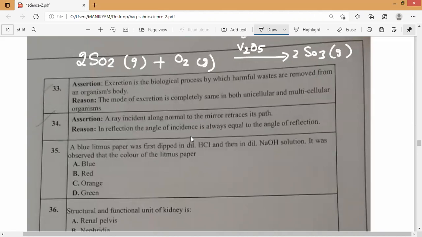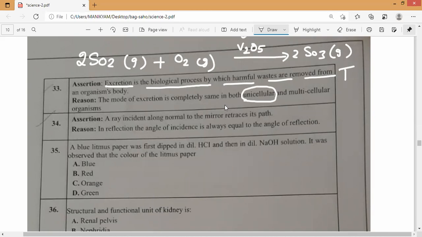Correct. Next question. At least there is no response from anyone. Okay. So next question, a biology question. Excretion is the biological process by which harmful wastes are removed from the organism's body. Yes, sir. Correct, sir. The reason: the mode of excretion is completely the same in both unicellular and multicellular organisms. No, correct? In unicellular organisms, excretion will take place through the cell.